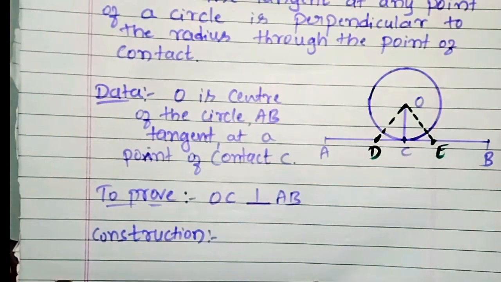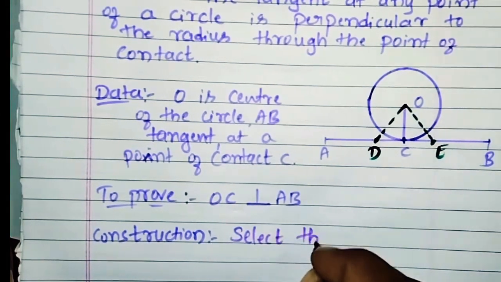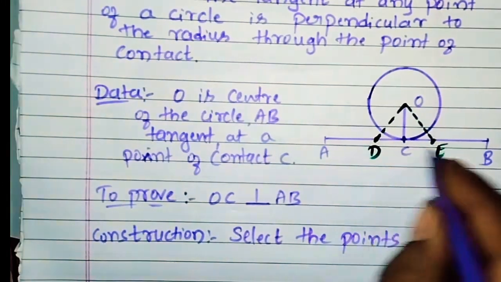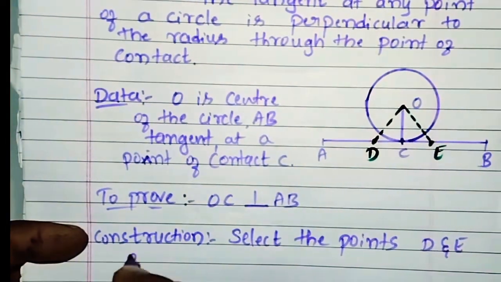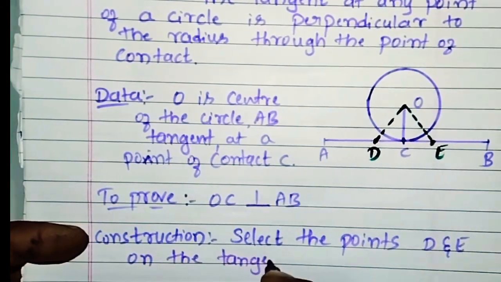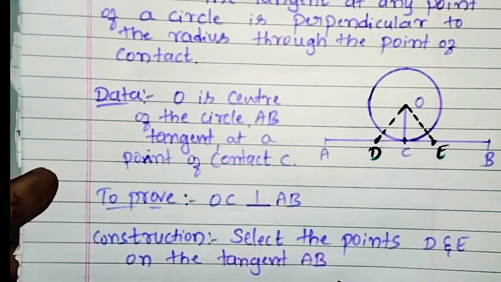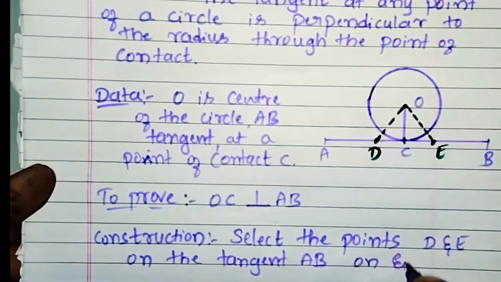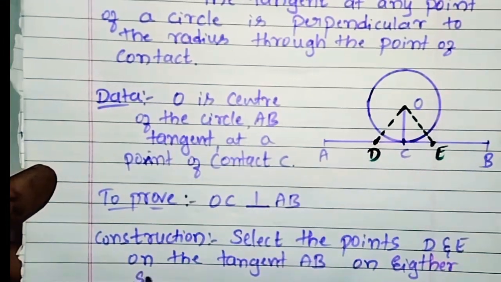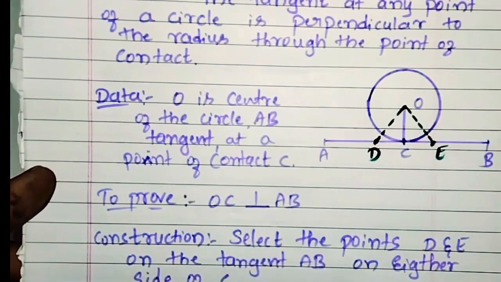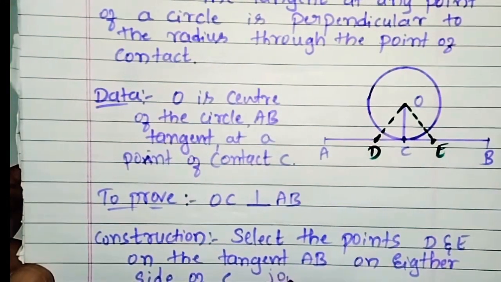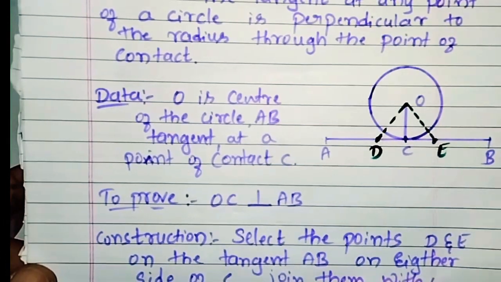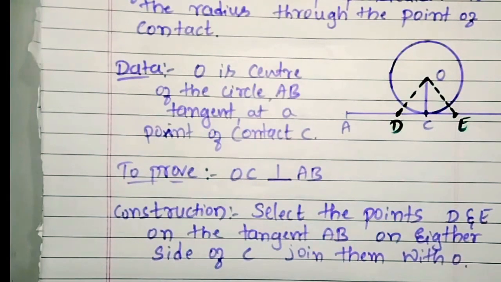So in the construction we can write: select the 2 points D and E on the tangent AB on either side of C, and finally join them with O. Okay, join them with O. So this is the construction, guys. Now we need to do the proof.